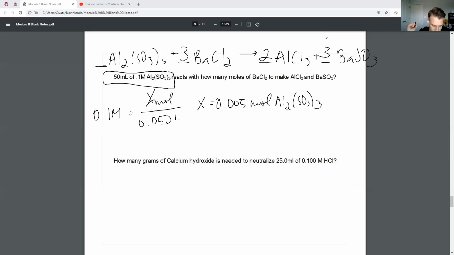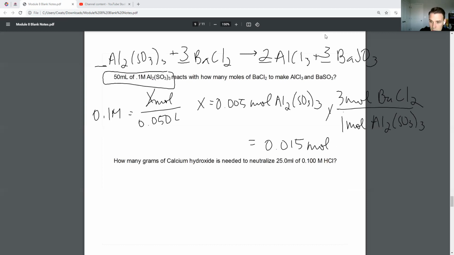Al2SO3, the aluminum sulfite. And then how many moles of barium chloride does it take? Well, based on my balanced equation, for every 1 mole of aluminum sulfite, it is 3 moles of barium chloride. And so my answer for this is 0.015 moles of barium chloride.